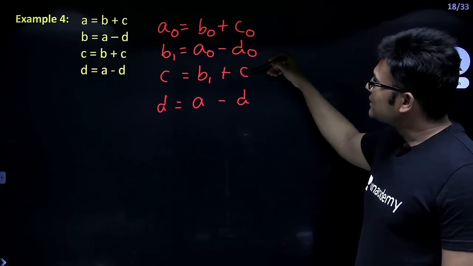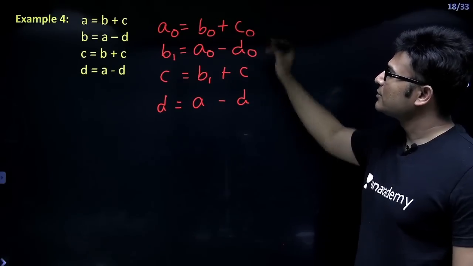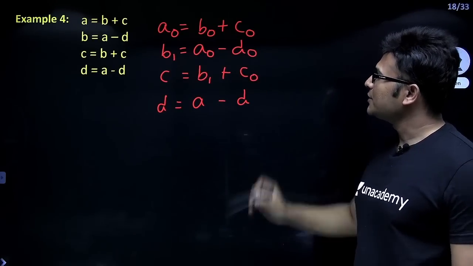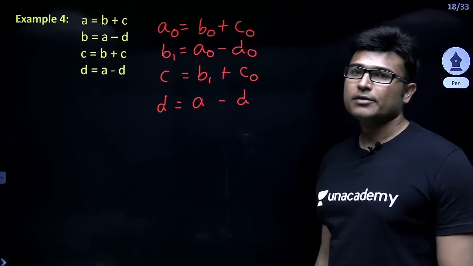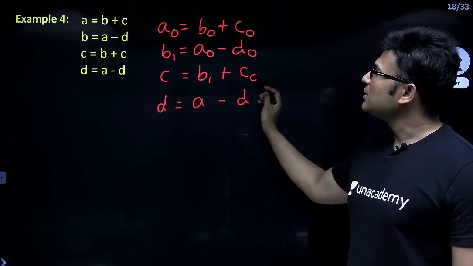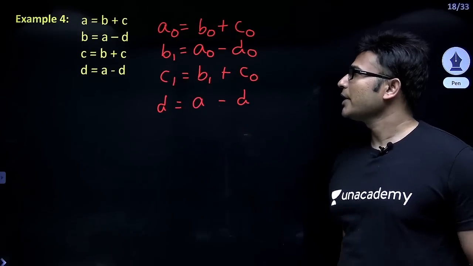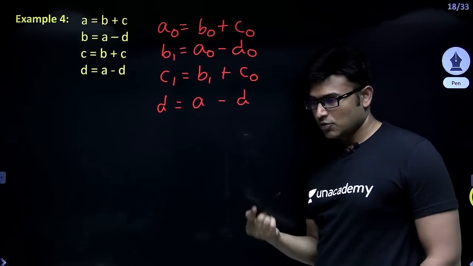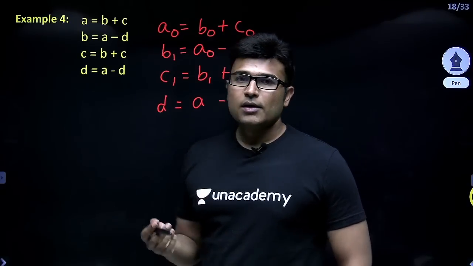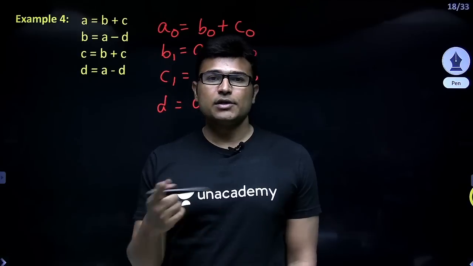And what about this C? The value whichever is initially there, the same value will be there. That is why I am writing C naught. And what about the value of C here? From this, C will be different. That is why I am writing C1, right? So why is it important to write C1 is, when you try to draw them in the DAG, you will now understand whether to create a new node or is it a previous node.